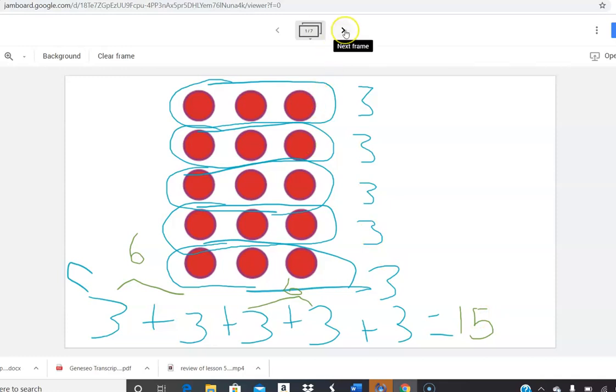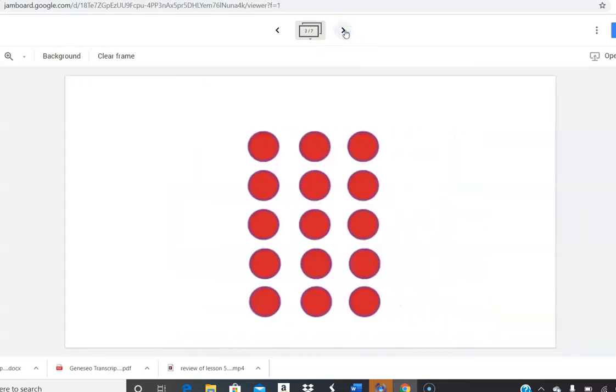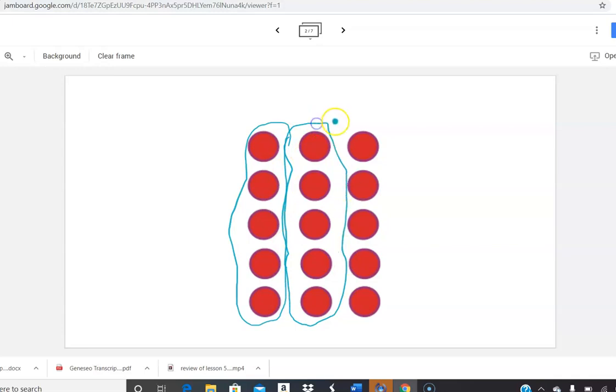All right, let's look at another one. So this is the same array that we just looked at, but this time I want to look at the columns. How many columns do you see? Remember, columns go up and down. How many columns do you see? I see 1 column, 2 columns, 3 columns.